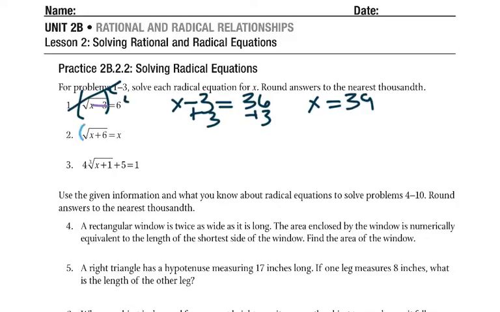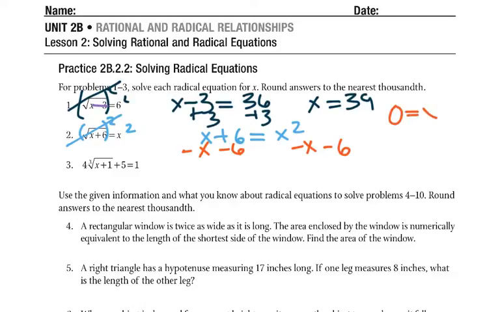Alright, second one, same idea, right? Square these. Those cancel, we get x plus 6 equals x squared. Now, here's the problem. How are we going to get rid of that squared? You could say take the square root, but that takes us back to where we are. So, what you have to do is get these on the same side and turn this into a quadratic, basically.